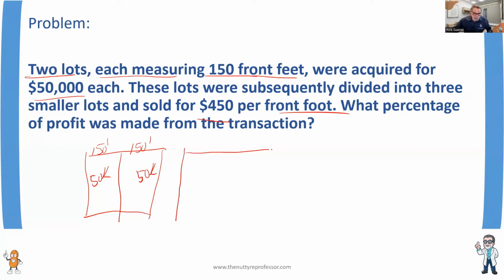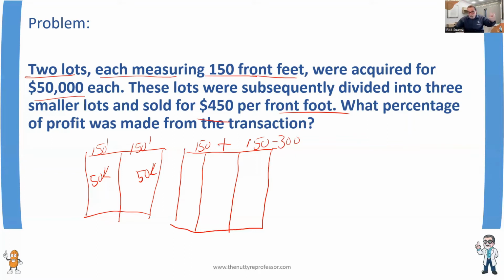So this is what they're talking about. Here are the lots. These are the same 2 lots. They still measure 150 and 150, right? Same lot. The difference is this is what they did. They divided into 3. But isn't it still 150 and 150, which together equals 300 feet? Yes, it is. Nothing has changed. The lot hasn't grown. We didn't do anything special. It's still there. This is just a way to make profit. This investor bought 2 lots, subdivided into 3, and made a profit.